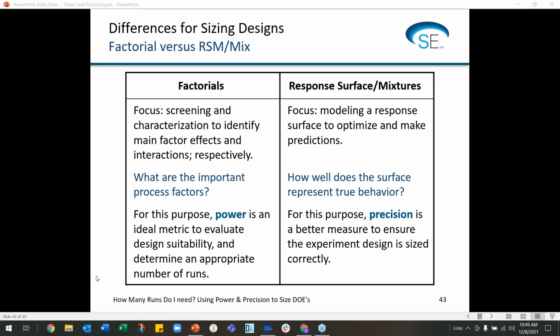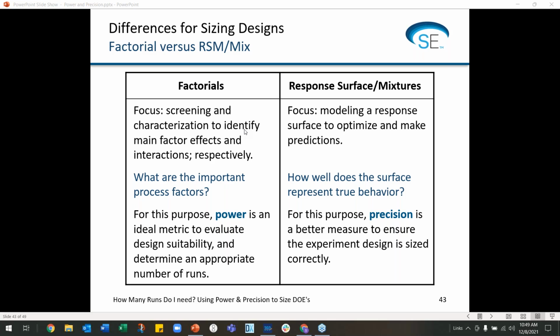All right, so I know that many people have been using power already, and they tend to overuse power and go ahead and try to use power for analyzing response surface designs. Power is not the right metric. Power is your ability to detect effects, which is perfect for factorial designs. But it is not the interest of response surface designs.